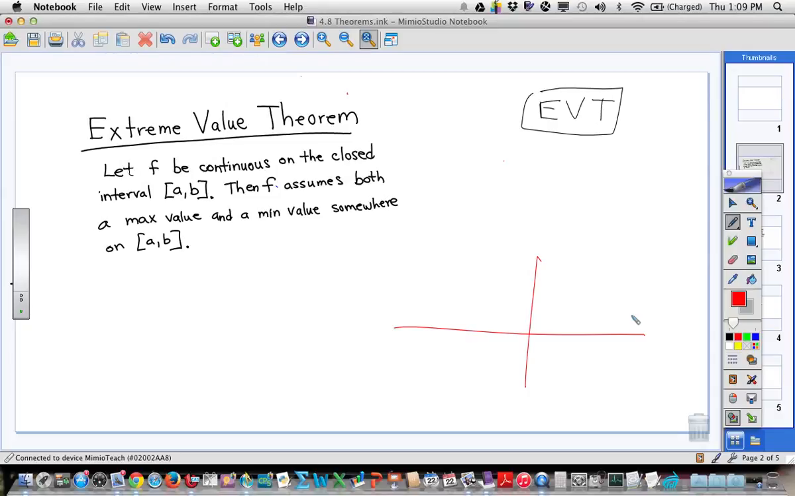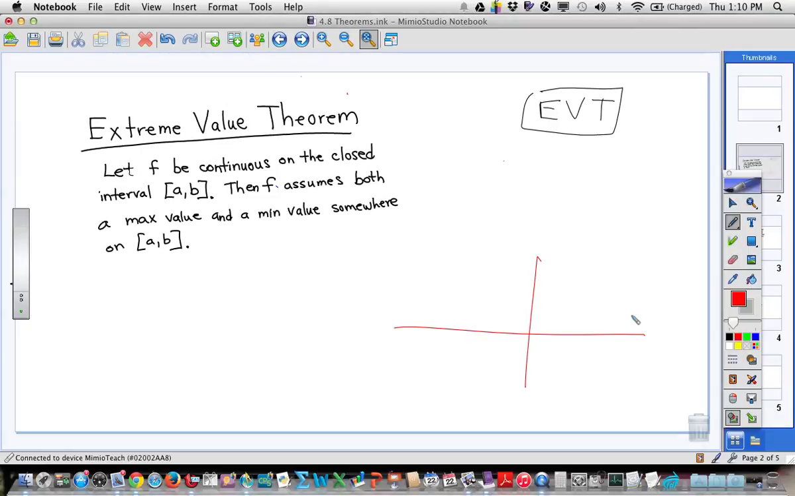So the hypothesis here is that f is continuous on a closed interval. The title of this section is Why Continuity Matters. So why is it nice to know you have a continuous function? Here's one reason. If you have a continuous function and you're looking at a closed interval, which means you have endpoints, then you know that f has both a max value and a min value somewhere.